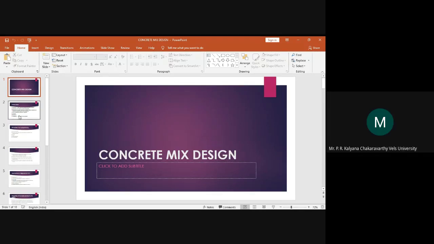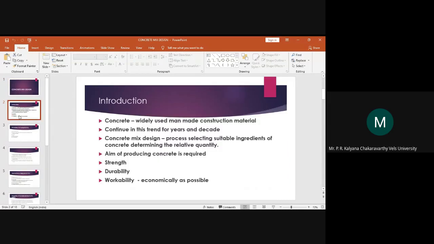Okay. So concrete mix design. First, we'll go for the introduction. Already in unit 1, we have discussed concrete and what are the tests we are going to do for fresh concrete and hardened concrete. And also the properties of aggregate, cement, everything we have discussed in the first unit. Now we can go for mix design. Concrete is widely used as a man-made construction material. You already know. This has been going on as a long process for many decades.